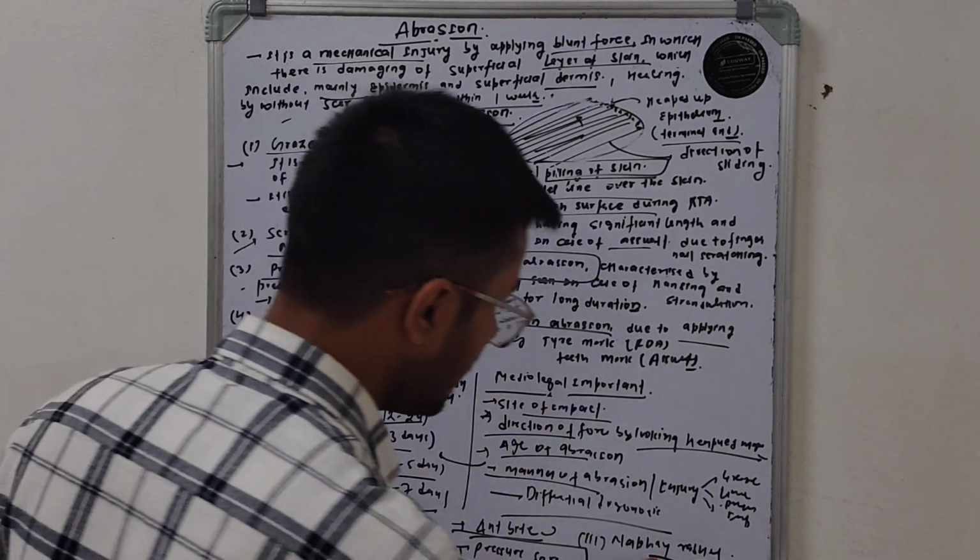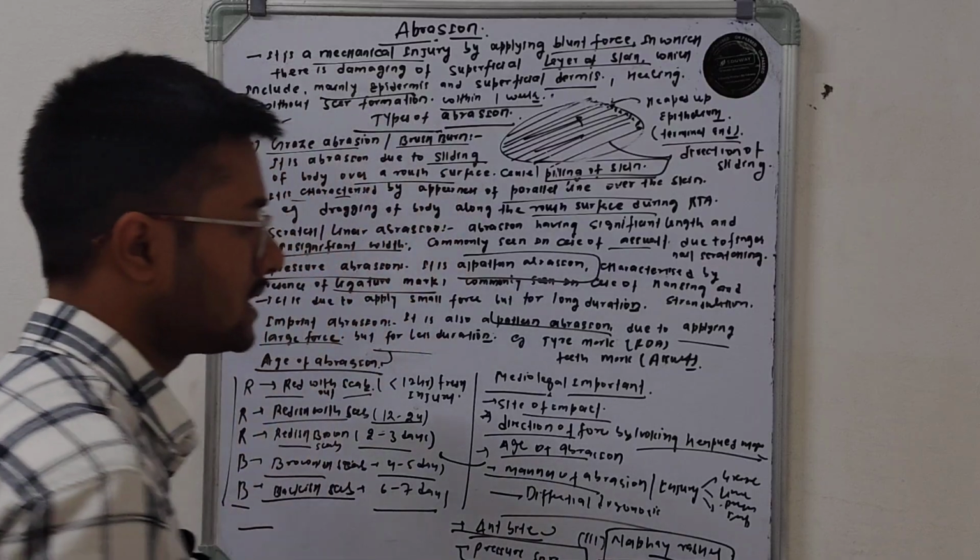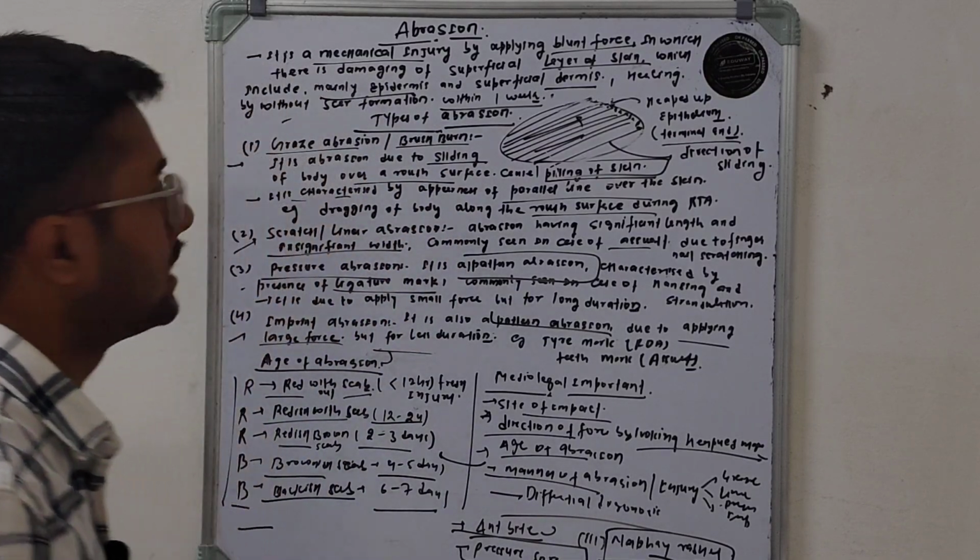Okay, let's see nappy rashes. Nappy rashes are due to infection. So this is all about the abrasion.